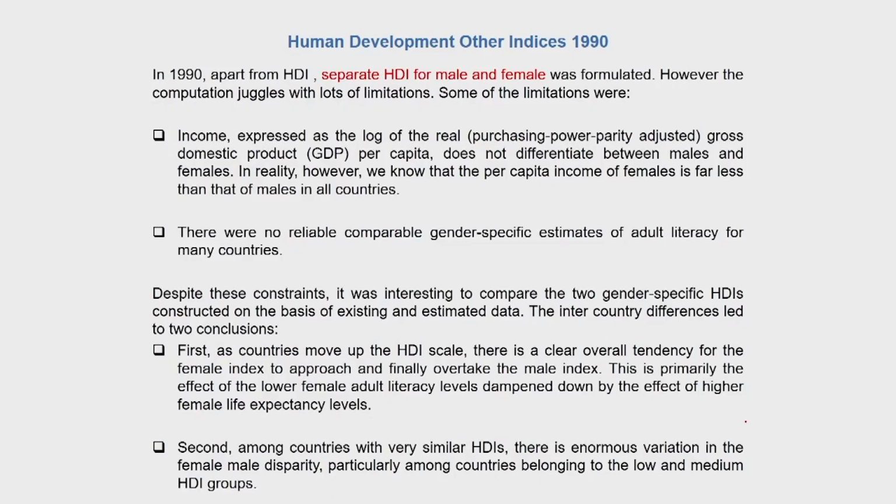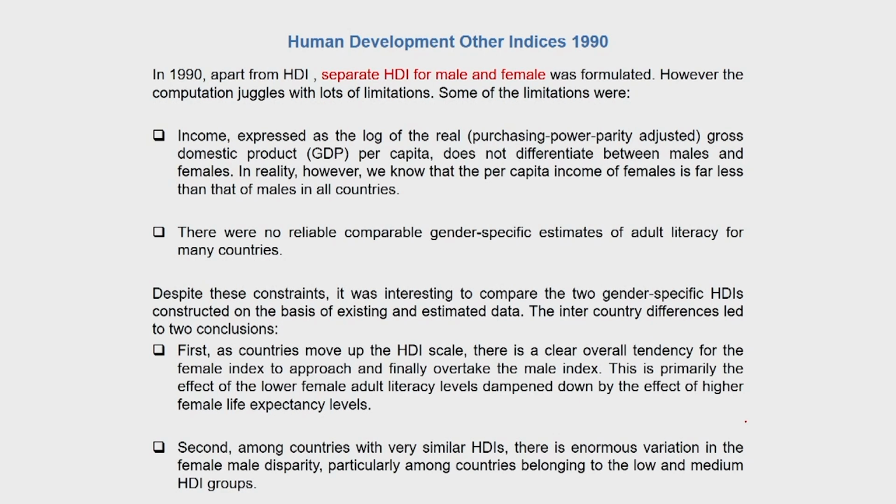Because separate incomes for men and women were not available, the average income that was available was taken as a proxy for calculation of HDI for both men and women. So as is being shown on your slide, income, which was expressed as the log of the real gross domestic product per capita, did not differentiate between males and females.